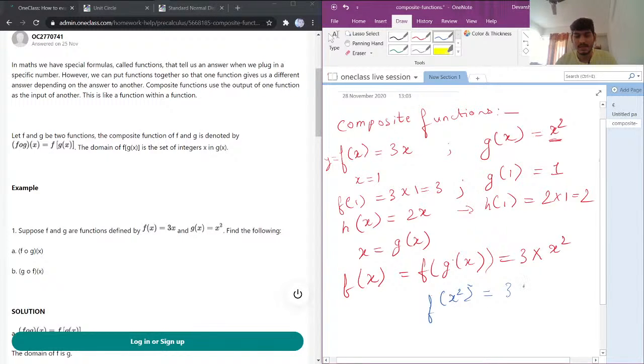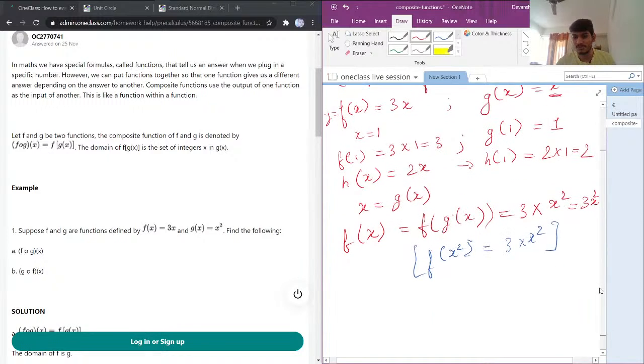So here again I will write 3 into x. X is here x square, so I will write x square. This is just for explaining. Don't ever write in this way. It is not prohibited to write in this way, but don't write. If we are talking about composite functions, we usually write f of g of x, and this will be equal to 3x square.